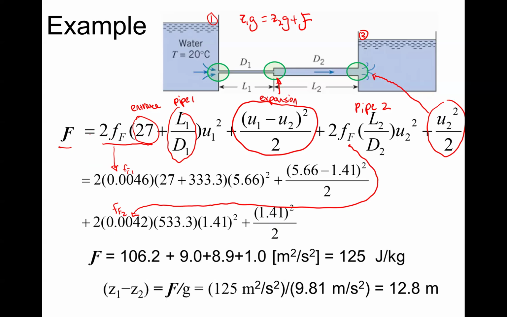You add all of these together and then go back to my energy balance, C1 minus C2 times G equals F. And that gives me the distance that I need. Okay?